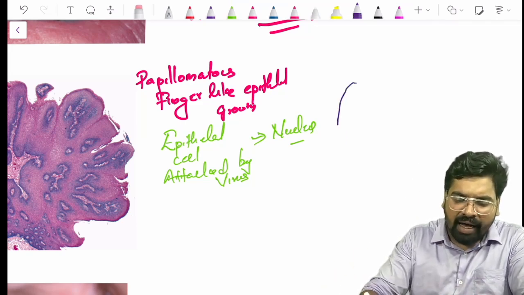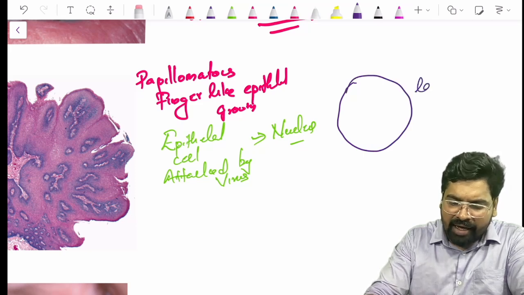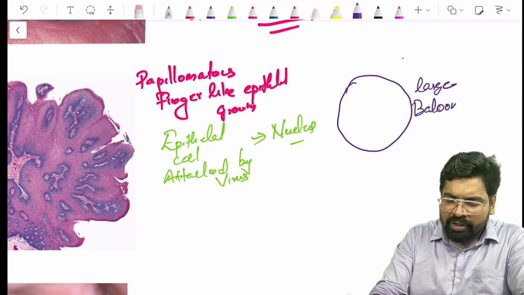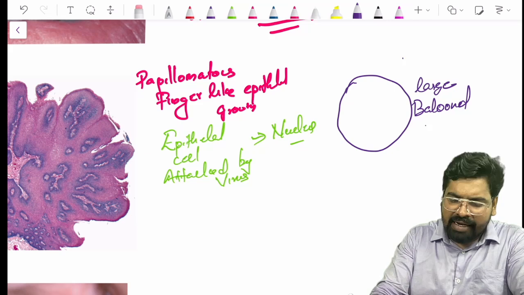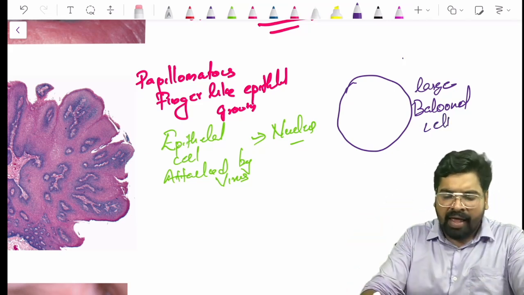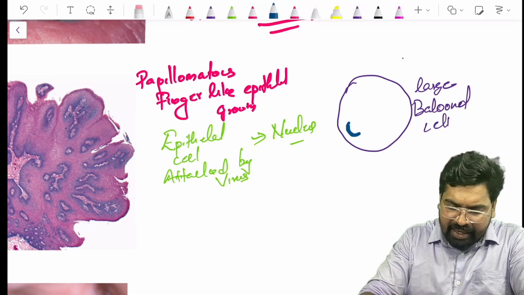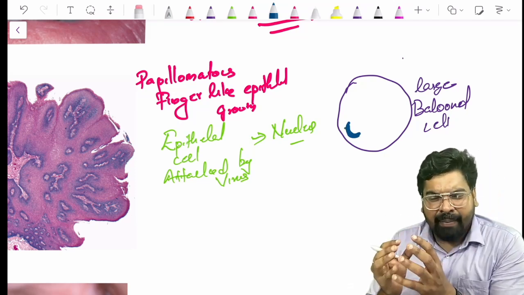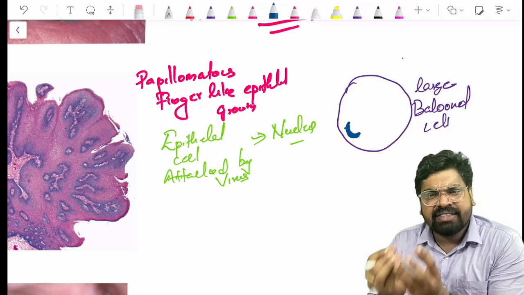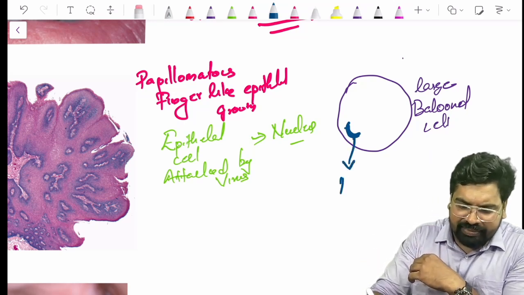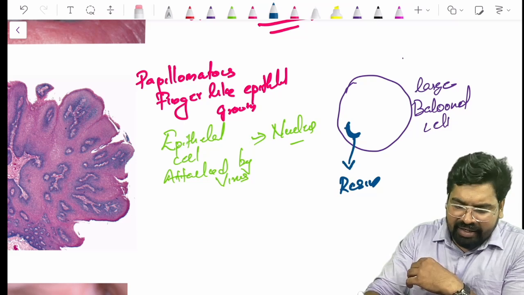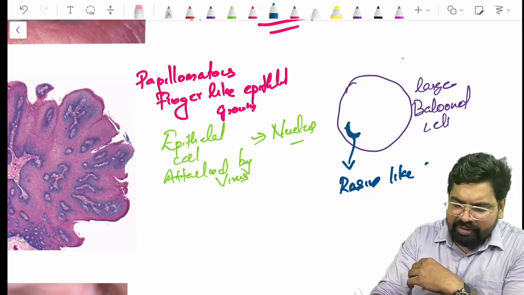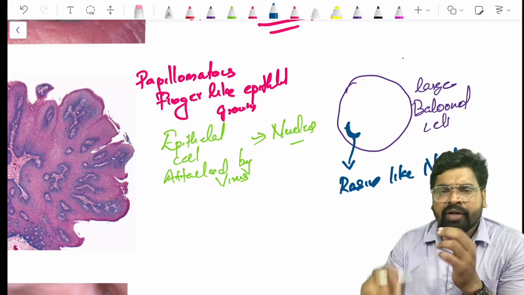That cell will be large. They will have a large balloon like cell, a ballooned cell. It will become bulgy, and the nucleus will be damaged, and the nucleus will be like a resin. Like a resin like nucleus. Resin, what I mean is raisin.